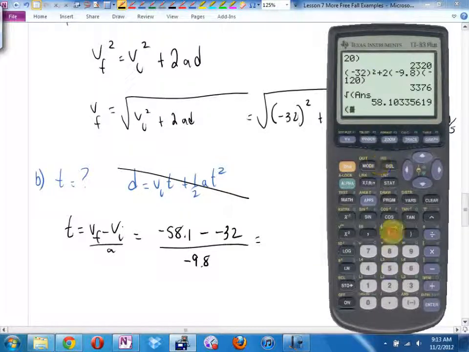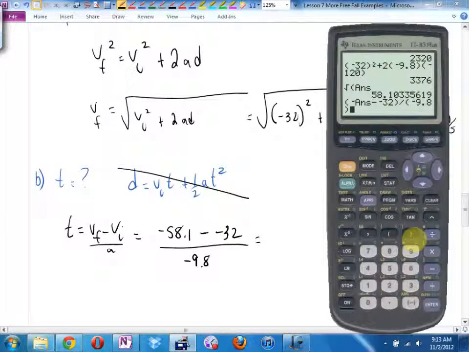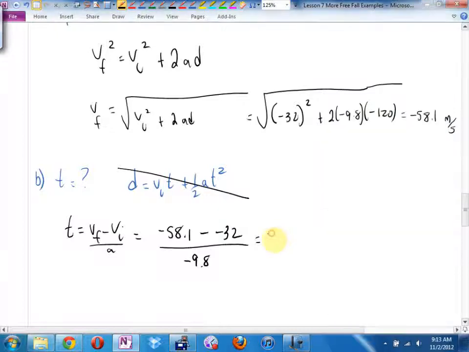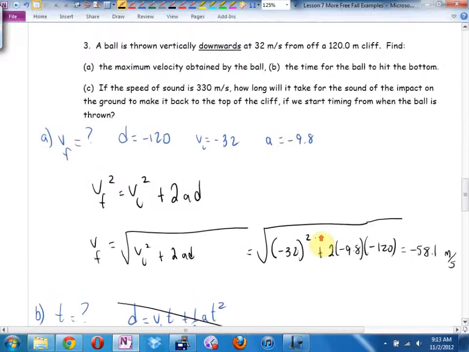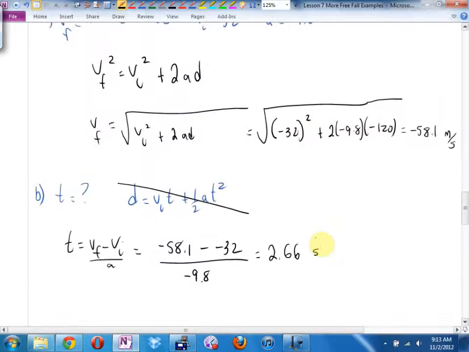I'm going to go bracket, negative answer button, because that's going to give me negative 58.10335619, not even rounding off at all, minus negative 32. Make sure you notice there's a difference between your minus sign and your negative sign. Close bracket, divided by bracket, negative 9.8, close bracket. Time of flight, 2.66 seconds. How many sig figs am I going to? I'm not going to be fussy.